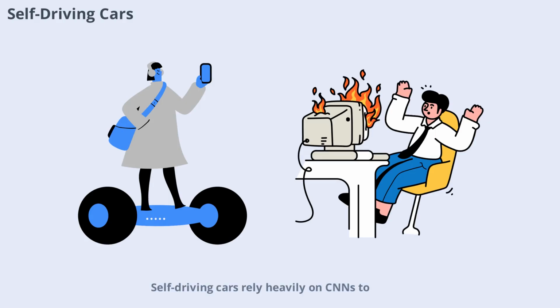Self-driving cars rely heavily on CNNs to interpret visual data from cameras and sensors. CNNs help these vehicles recognize pedestrians, traffic signs, and other vehicles, enabling safe and autonomous navigation. This technology is paving the way for the future of transportation.